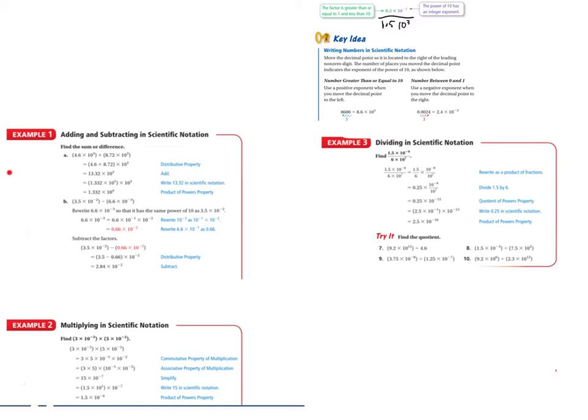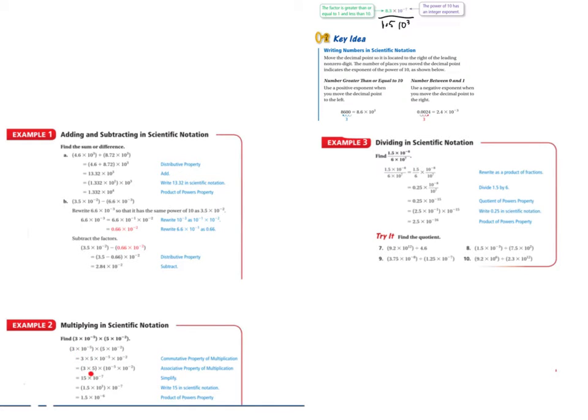But let's talk about the next section, which is 8.7, where we're going to actually use these to do operations. So adding and subtracting, multiplying, dividing. Multiplying and dividing are the same. Basically, let's talk about multiplying and dividing first. Multiplying and dividing, you're basically just going to multiply the first two numbers together.